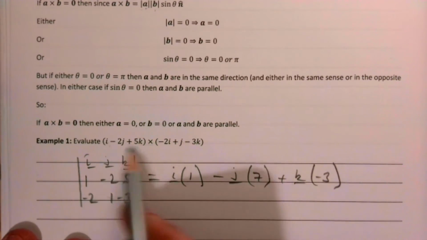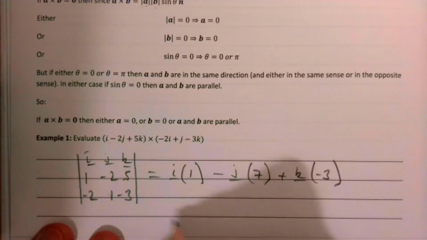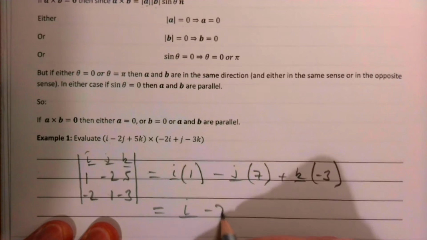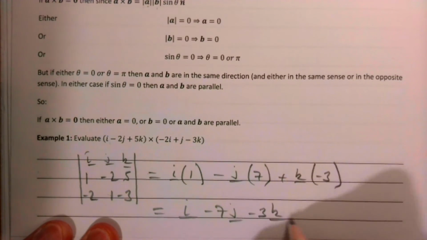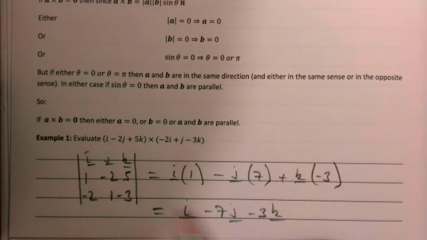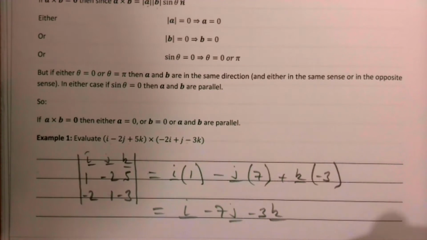So what do we find? We find our cross product. Remember, a cross product gives you a vector, not a number. And the vector that it gives us then is i minus 7j minus 3k. And what we've actually found there is a vector that is perpendicular to both this one and this one.